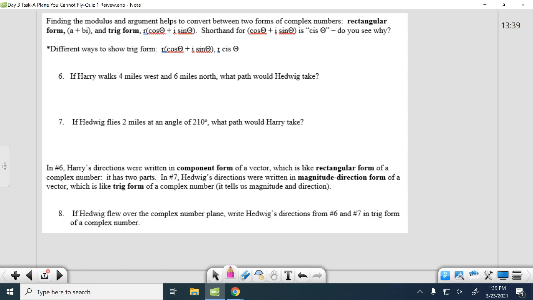Okay, so Harry walks 4 miles west and 6 miles north. What path would Hedwig take? Okay, so if I go 4 miles west and 6 miles north, the path that we're taking puts us into quadrant 2, and we would have the ordered pair or the number -4 plus 6i.